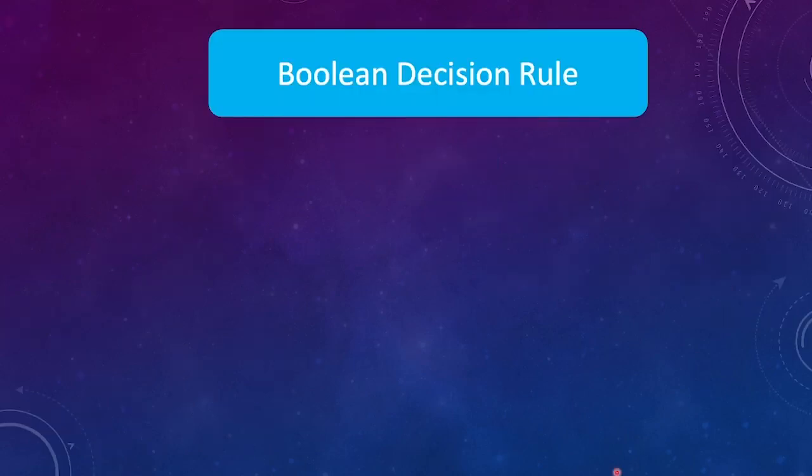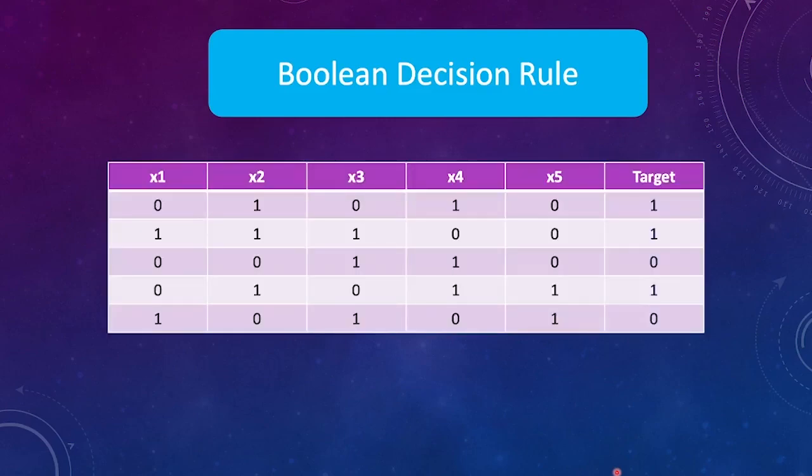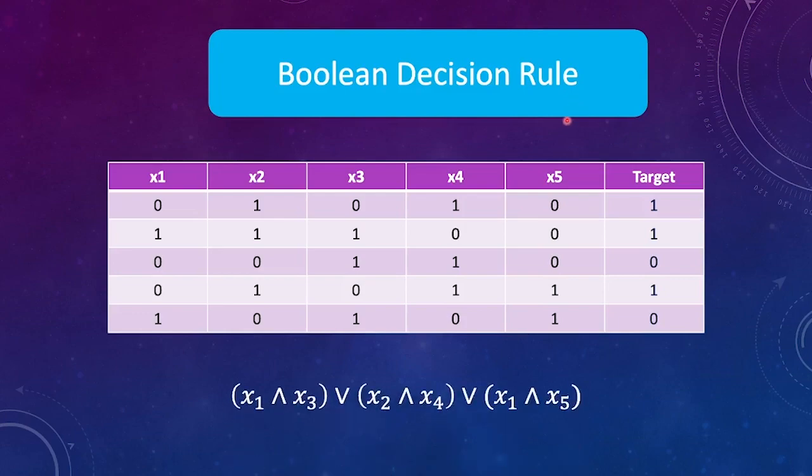So let's start with Boolean decision rules. Let's say we have this kind of a data set where our X are our features. All of them are binary features, so they only take 0 and 1s. And we also have binary target values, which are also 0s and 1s. And we want to predict these target values using something called a Boolean decision rule. So this is how a Boolean decision rule looks like.